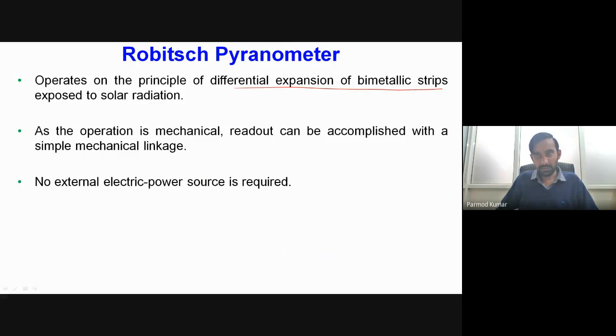Particularly the portion I have covered here on measurement of radiative flux and solar flux is not part of your syllabus. I have included it just briefly, for your knowledge or complete understanding.